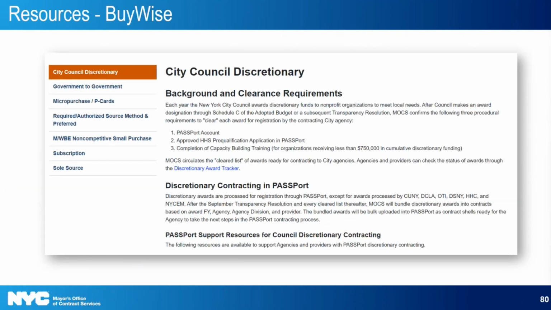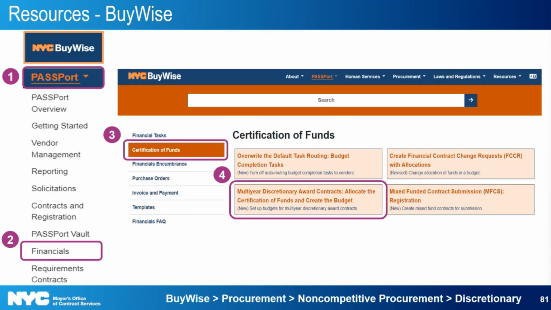Guides include a list of the procedural requirements for award clearance, contracting tips, and the multi-year discretionary FAQ. Additionally, financial task guides specific to multi-year discretionary contracts can be found by first clicking Passport and selecting Financials. Next, click Certification of Funds and then select the Multi-Year Discretionary Award Contract section highlighted for more details on allocations and budgets.